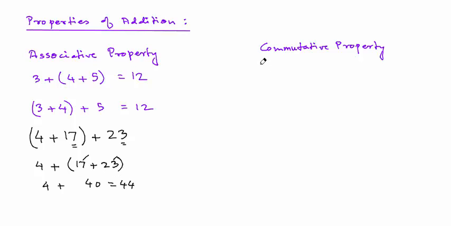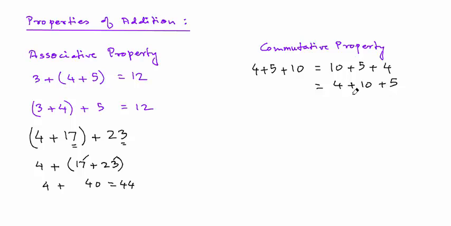The commutative property of addition tells us that we can add numbers in any order. For example, if you have the addition sentence 4 plus 5 plus 10, that's exactly the same as 10 plus 5 plus 4, or let's say 4 plus 10 plus 5, and so on. So we can add numbers in any order.